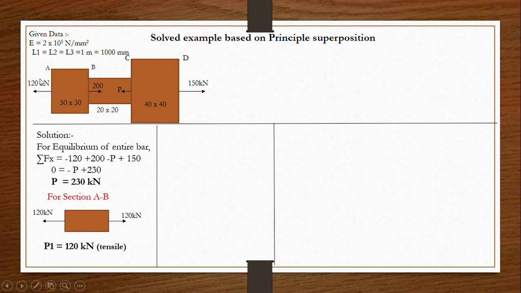Similarly, the first part, as it is given the end section, that is 120 outside, so the opposite force will be outside 120. Now this section is undergoing the tensile force, so P1 is equal to positive 120.